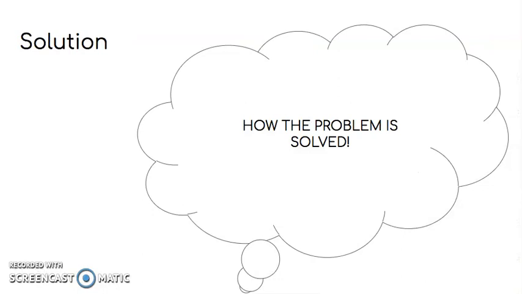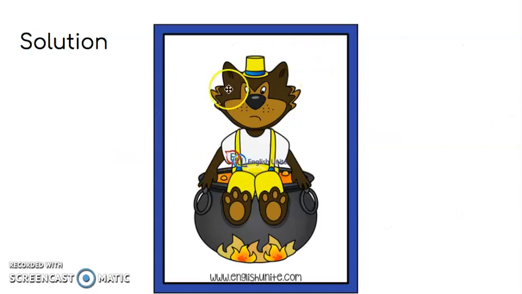Finally, we have our solution. Our solution would go on our pinky finger and it would just tell us how the problem is solved. And we know in the Three Little Pigs, the problem was solved by that big bad wolf going in that pot of stew when he thought he was going to go just down the chimney.